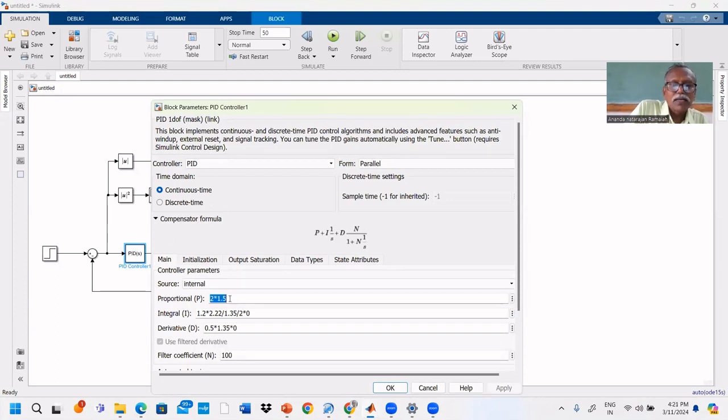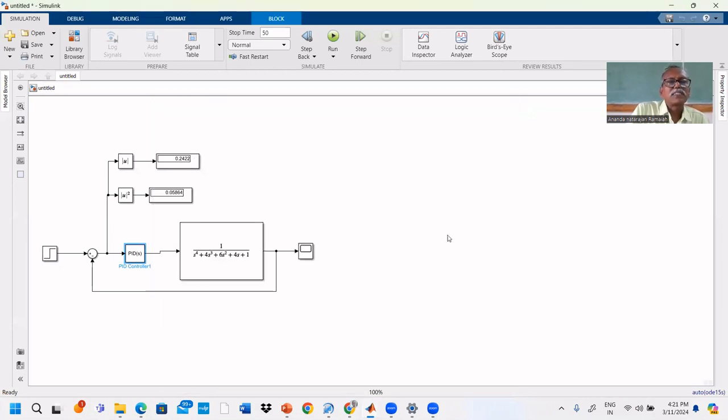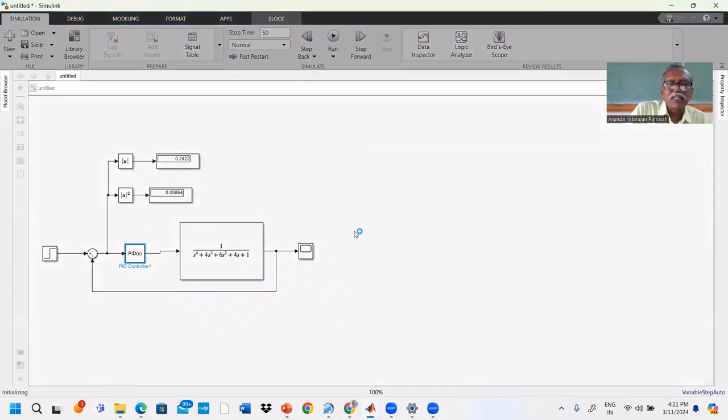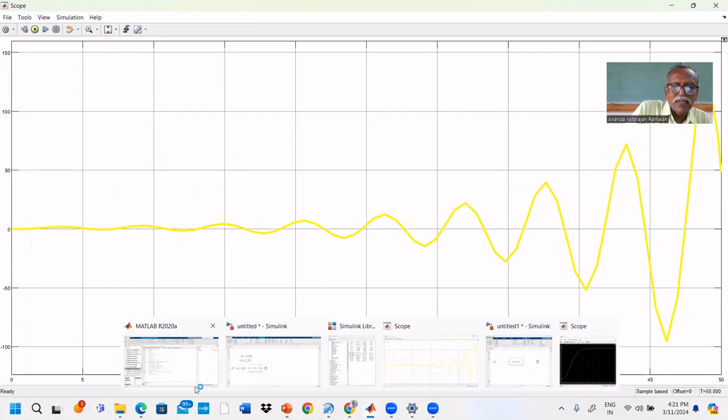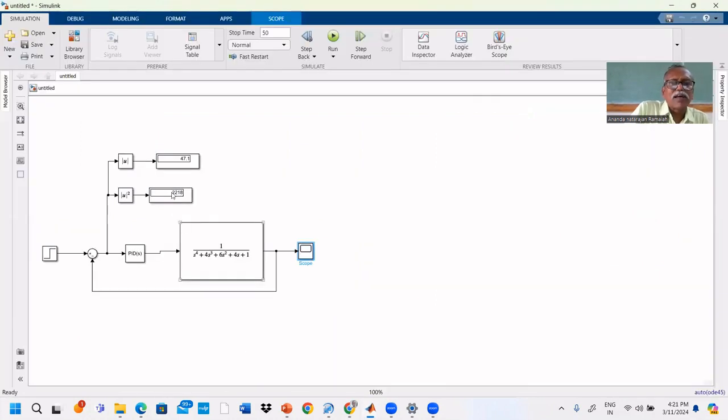Let us multiply it by 3. 6 I am giving. Deliberately I am giving 6 and checking the response. Unstable. It becomes unstable. So K max must be less than 6. I know the value of K max. That's why I deliberately skipped that value.